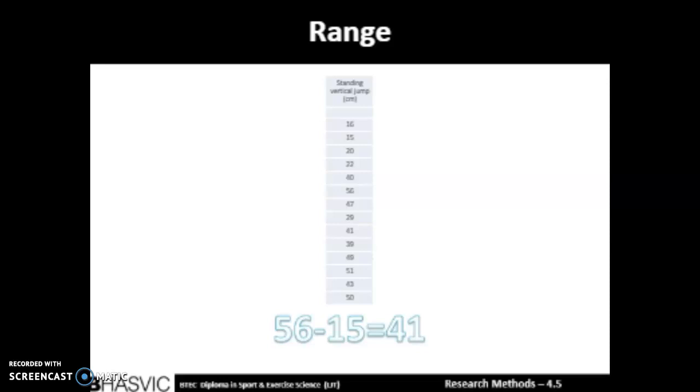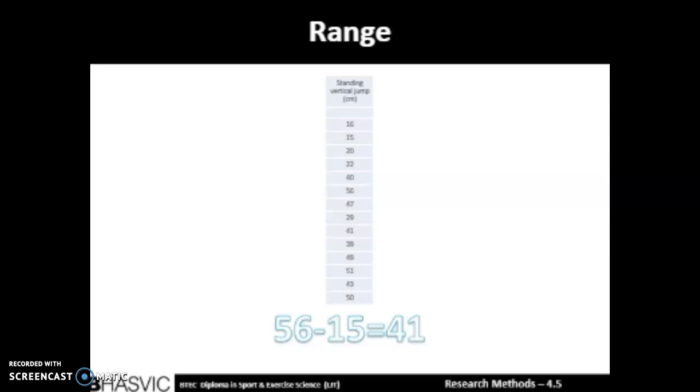Range is used to detect errors in the data, as you can tell if the answers are wrong from the unrealistic range. For example, if you have a range of 2 meters for standing vertical jump, you know that this is wrong, as no one is going to be able to jump that high.